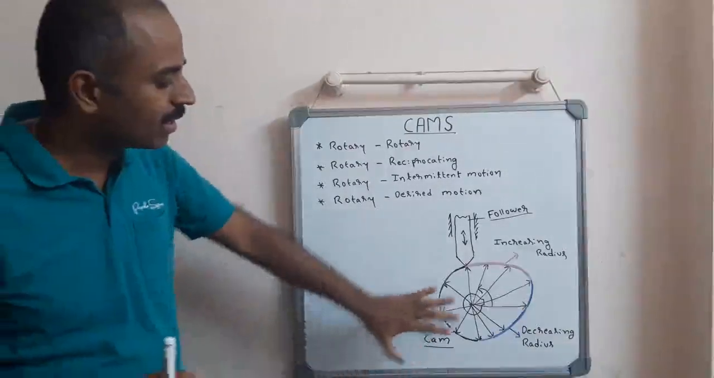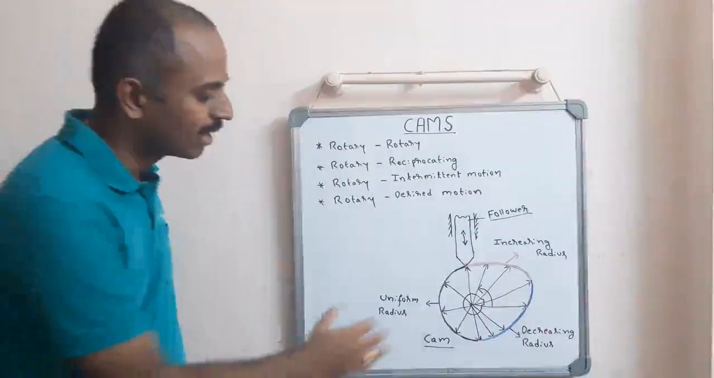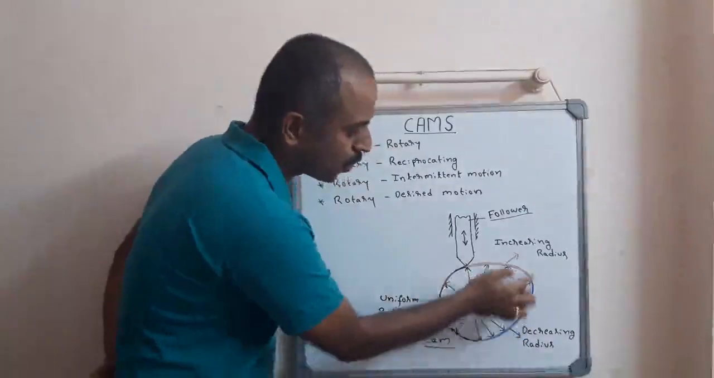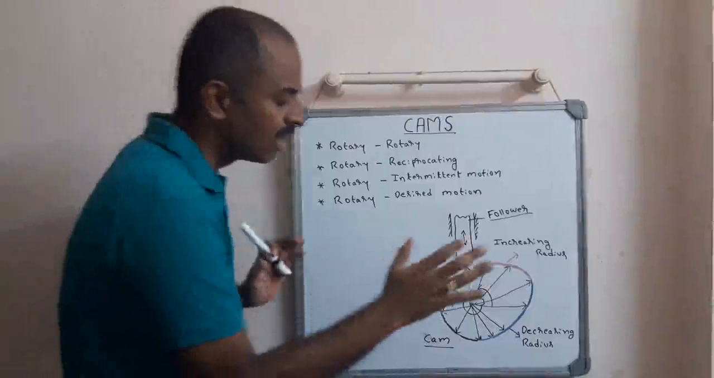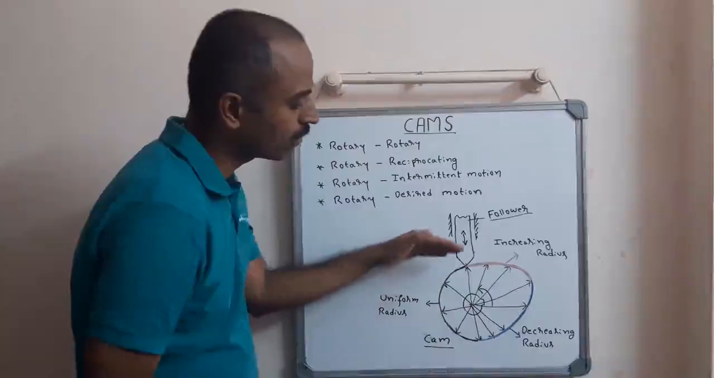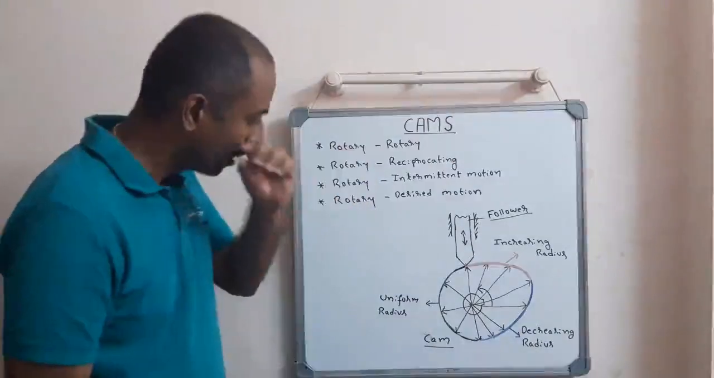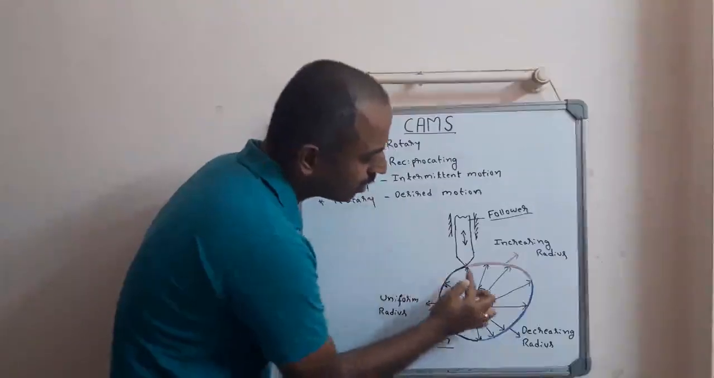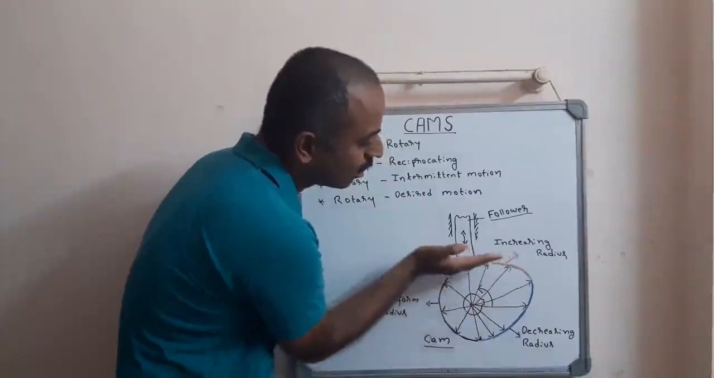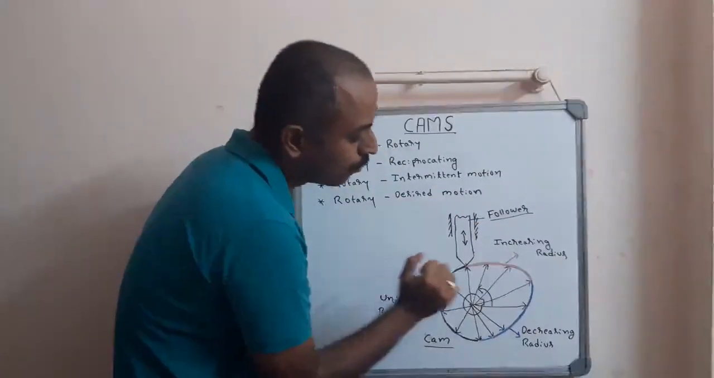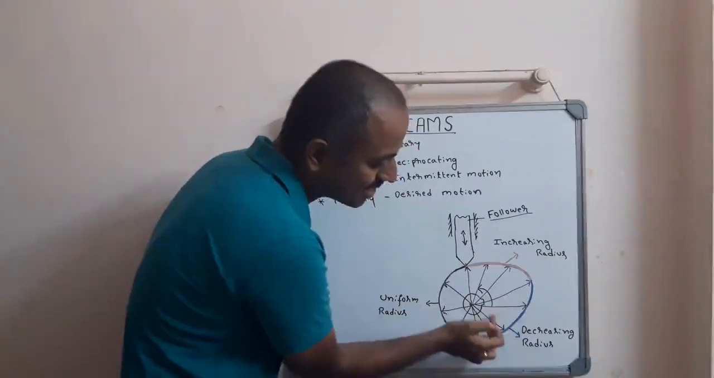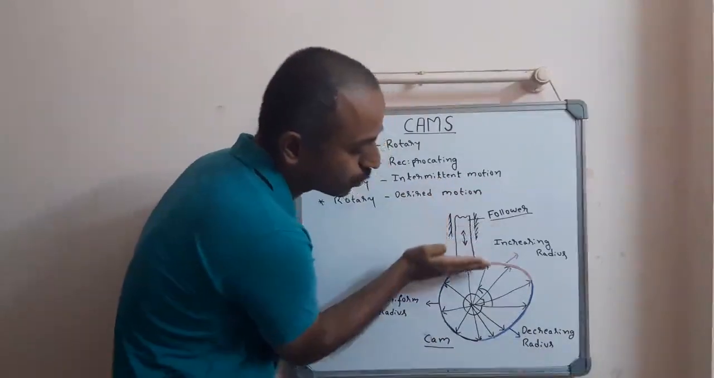This is a typical cam follower arrangement. Cam is the input element, follower is the output element. This cam is rotating about its center. Let us assume that the cam is rotating in anti-clockwise direction. Then the follower will reciprocate in vertical direction. When the follower comes in contact with this portion of the cam wherein the radius is increasing, the follower will have upward motion. When the follower comes in contact with this portion of the cam wherein the radius is decreasing, the follower will have downward motion.